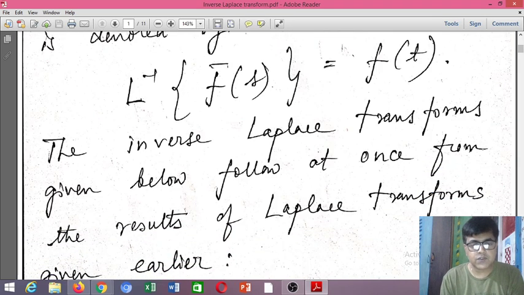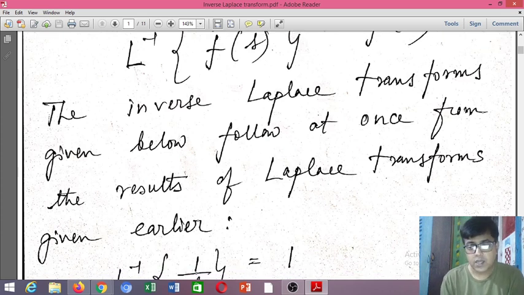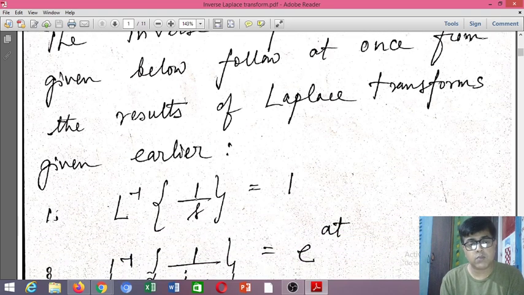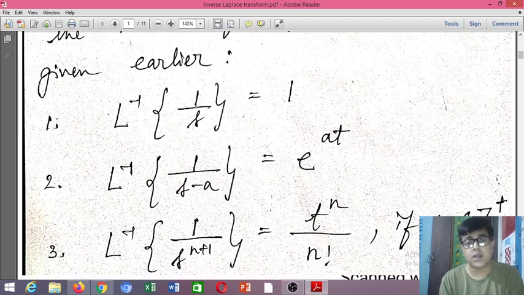The inverse Laplace transforms given below follow at once from the results of Laplace transform given earlier. The Laplace transforms of some standard functions that we did in our first lecture, seven functions, so easily we can write the inverse Laplace transform of those functions, because if the Laplace transform of a function is known, its inverse can easily be obtained. So we start writing the results one by one: L inverse of 1 by s is equal to 1, because we proved earlier that L of 1 was 1 by s. So 1 is the inverse Laplace transform of 1 by s.